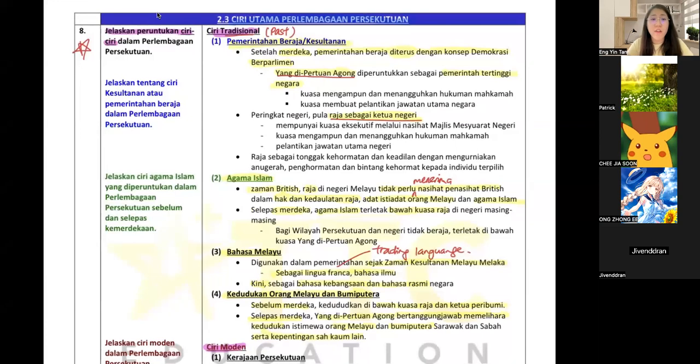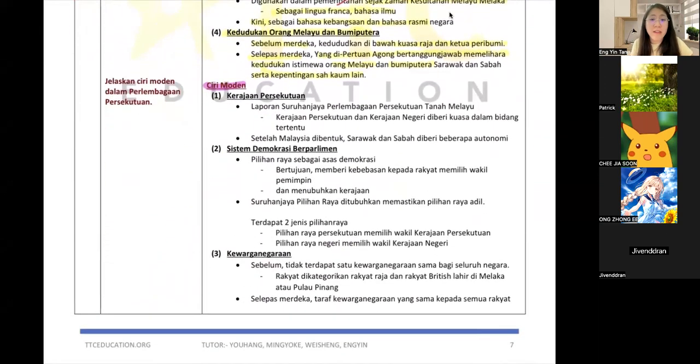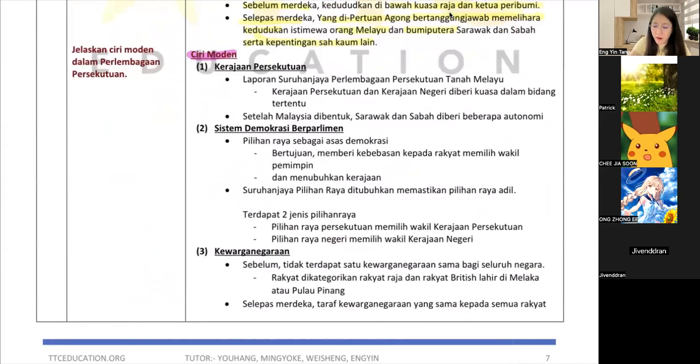Okay, let's continue. Everybody, I guess clear with the ciri-ciri traditional? Everybody all good? If everybody is good, then we look at modern. So guys, remember, modern, you think like this: basically, it is what happened after that, recently, after the British came in. Modern is British. That's why I told you we have a mix and match. So number one here is persekutuan, the federal concept.